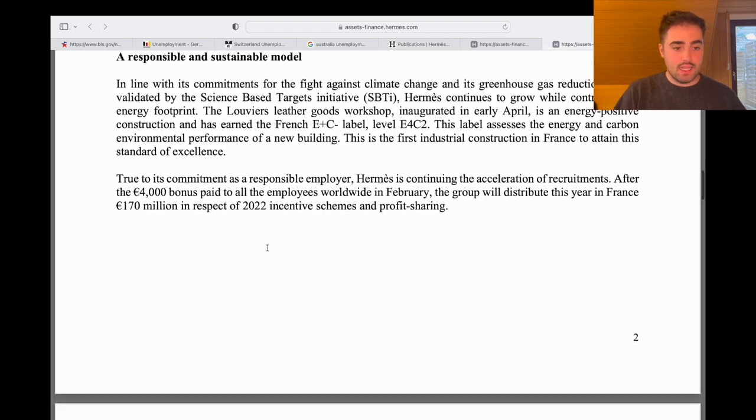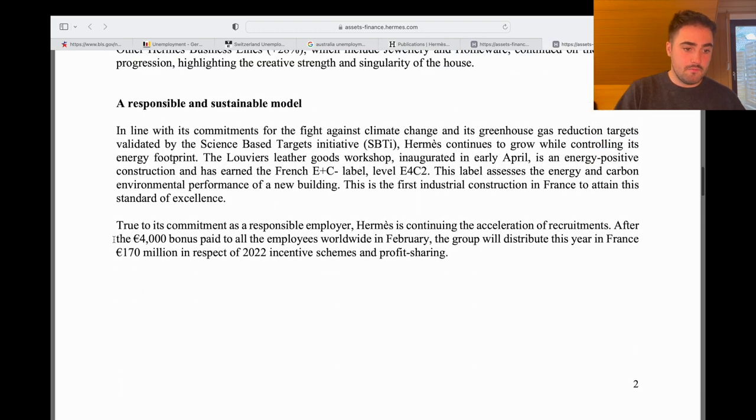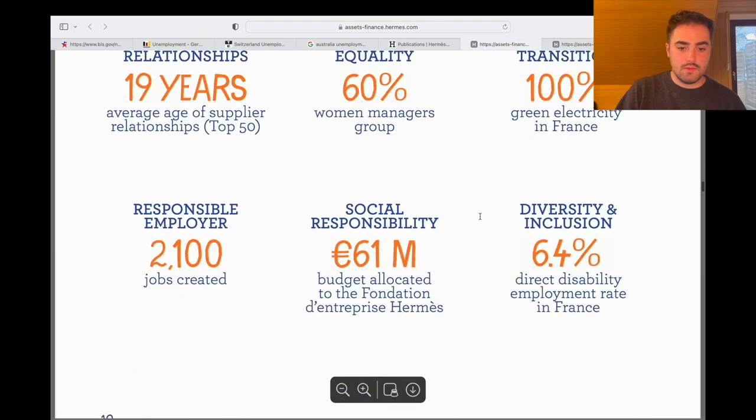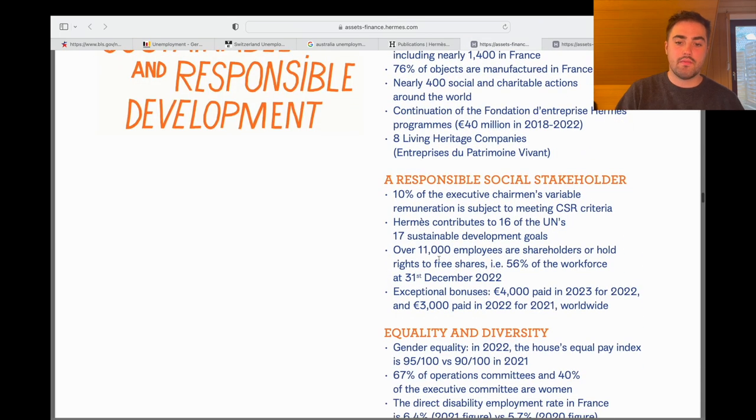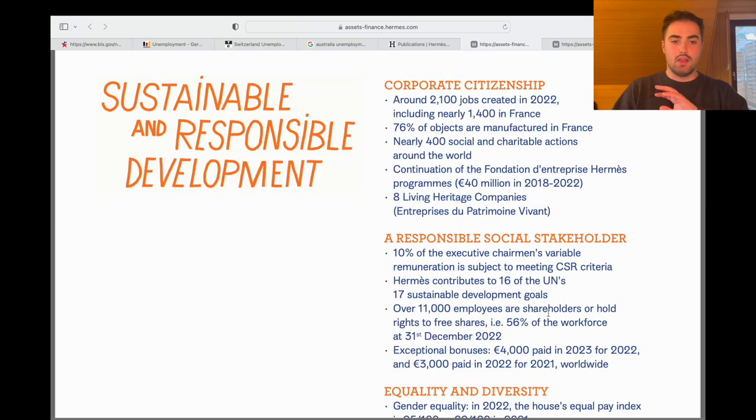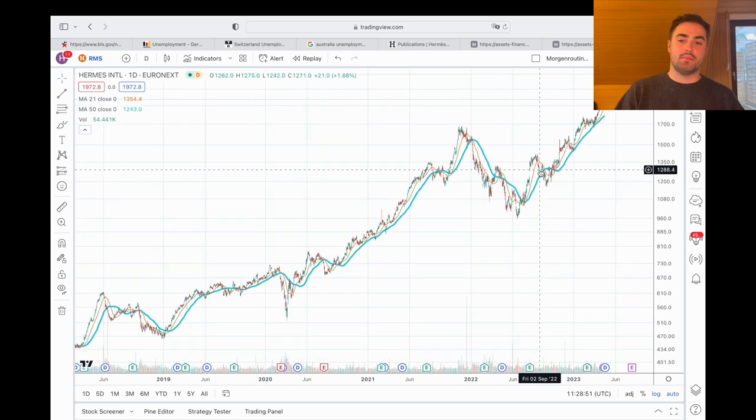But as we go down here, we see this 4,000 euros bonus paid to all employees worldwide, as we can see here in February this year. And if we go down a bit more here, we can see that over 11,000 employees are shareholders or hold rights for free shares. That is around about 56%. And they paid a 3,000 bonus in 2022 for 2021. Okay, all right, so far, so good. Now, let's talk why that is important.